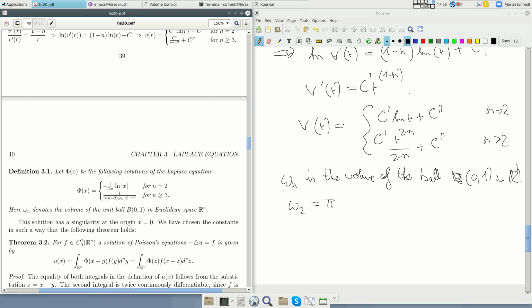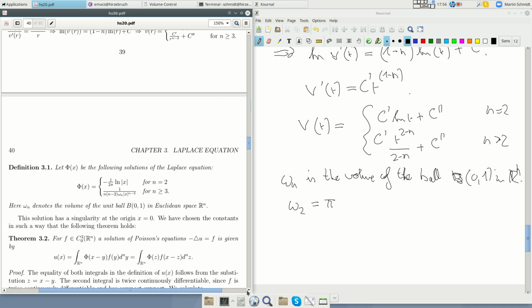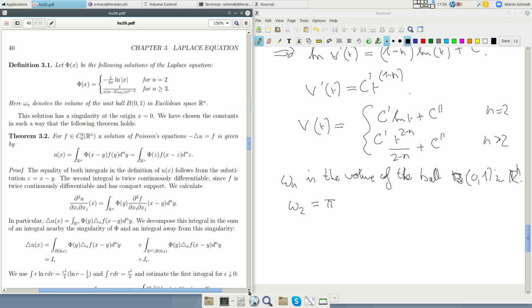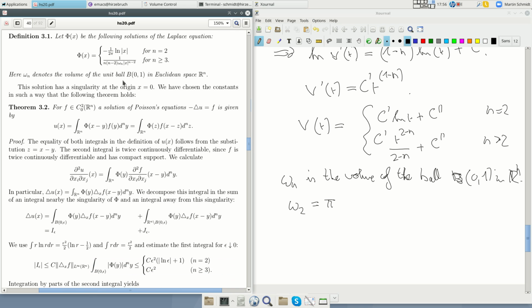Okay, and then we make this special choice. We will later see why we have chosen these special constants. We will see this now in the next theorem, because due to this special choice, we have this very nice observation. Now, first, let us understand what this means.